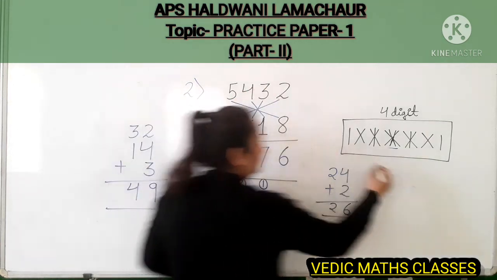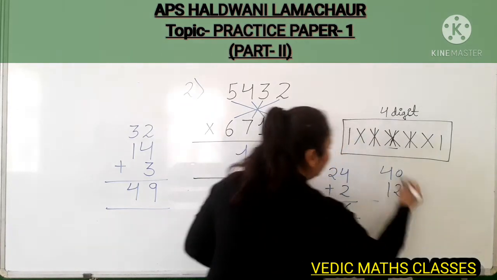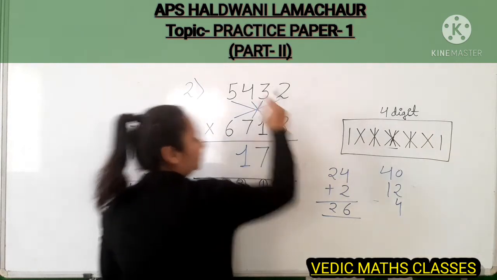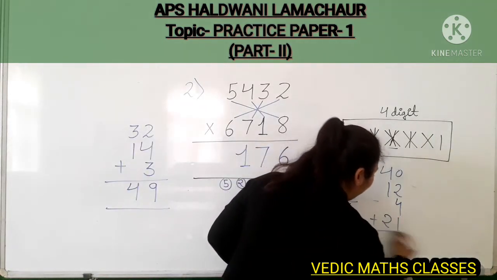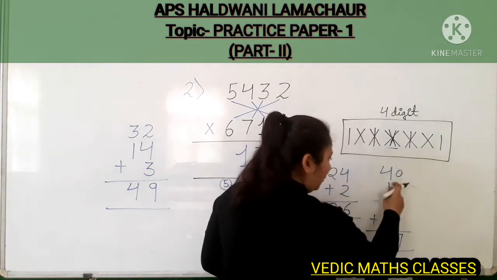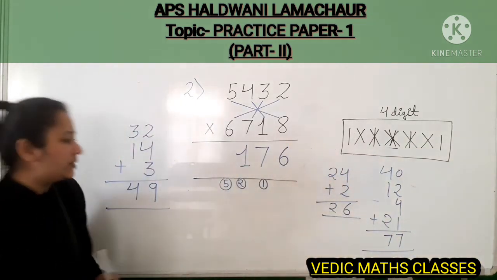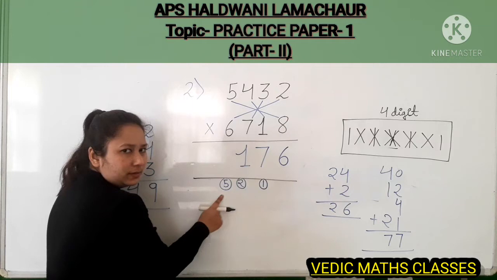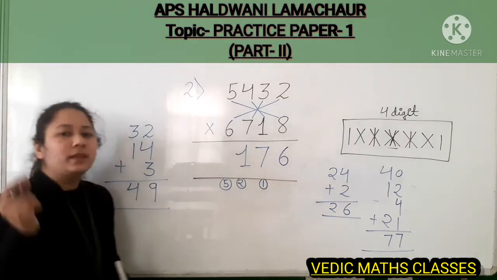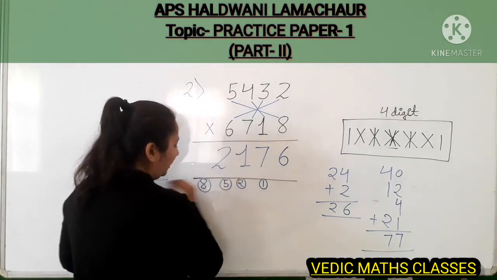See, 8 5s are 40. 6 2s are 12. 4 1s are 4 and 7 3s are 21. Add them. 4, 5, 6, 7 and 4 plus 2, 6 and plus 1, 7. It's 77. Now 77 plus 5: 77, 78, 79, 80, 81, 82. 82, 2 here, 8 will go carry.